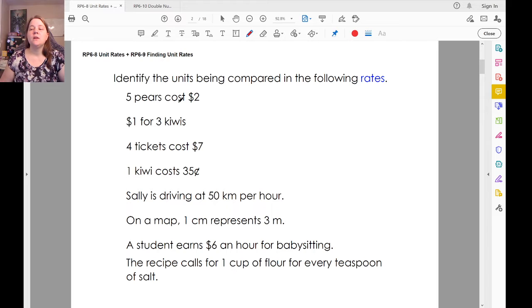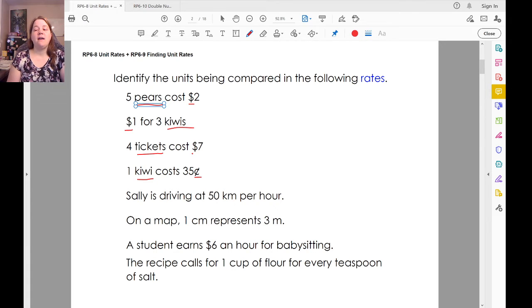Welcome back. So the first unit being compared in the first one are pairs. Pairs are being compared, and it's pairs to dollars. So we're comparing 5 pairs to $2. $1 for 3 kiwis: dollars to kiwis. 4 tickets costing $7 is comparing tickets to dollars. 1 kiwi costing 35 cents is comparing kiwis to cents.